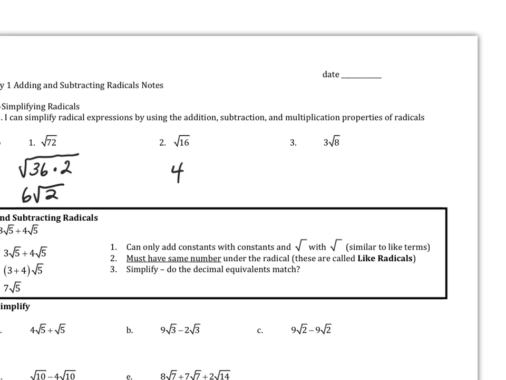And then for 3 square root of 8, 8 can be factored down into 4 times 2. The square root of 4 is 2, so now we have 3 times 2 times the square root of 2. And 3 times 2 is 6, so that is 6 square root of 2.